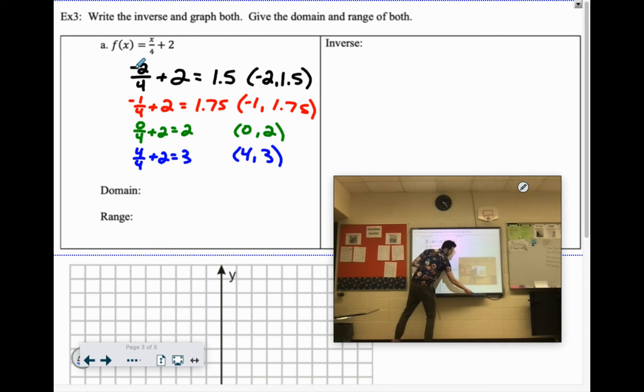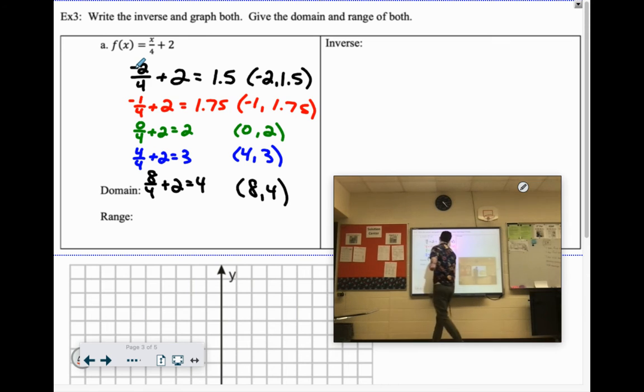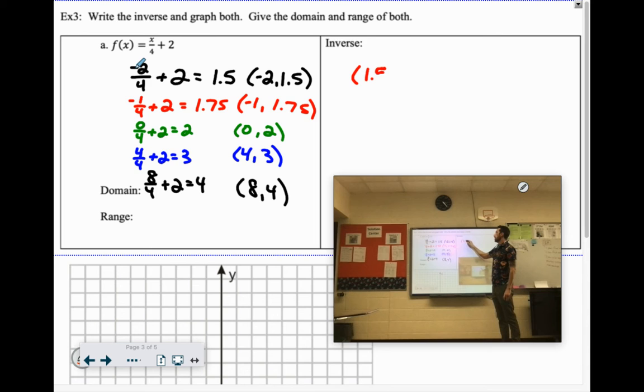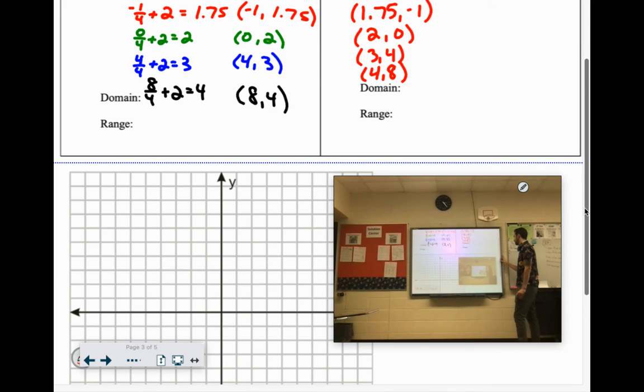And then let's pick 8. 8 over 4 is 2, plus 2 is 4. So we have (8, 4). Now the inverse of those, you just flip the coordinates. So we would have (1.5, negative 2), (1.75, negative 1), (2, 0), (3, 4), and (4, 8). So we'll graph the first one in black, the second one in red.